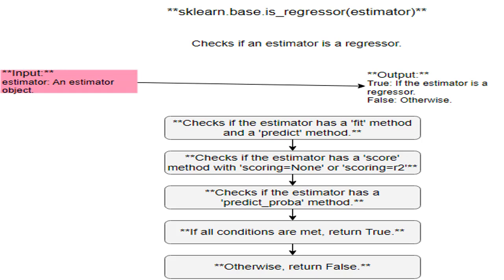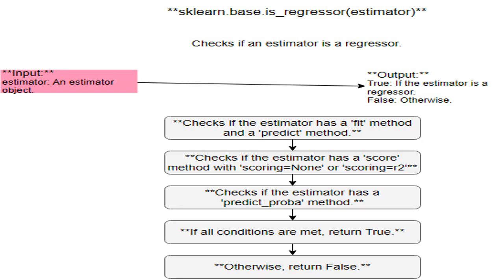The fit method check subcomponent checks if the estimator has a fit method. The predict method check checks if the estimator has a predict method. The score method check checks if the estimator has a score method with the appropriate scoring parameter, verifying scoring none or scoring r2. The predict_proba method check checks if the estimator has a predict_proba method.